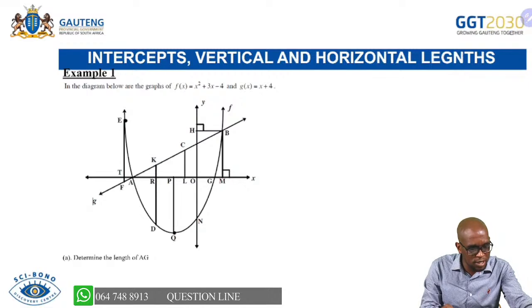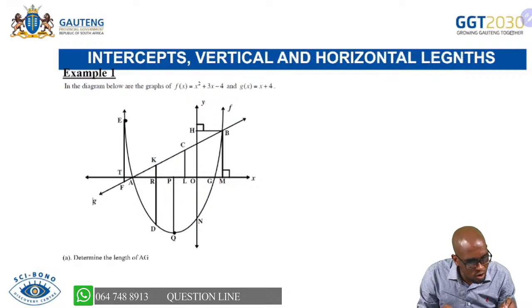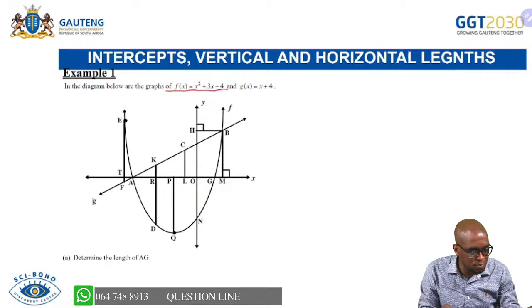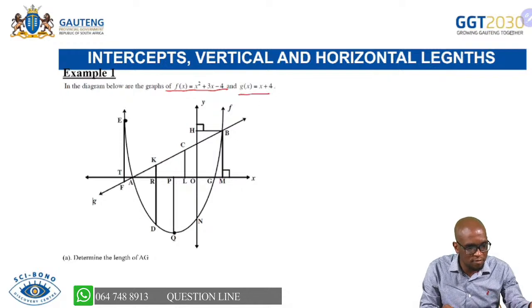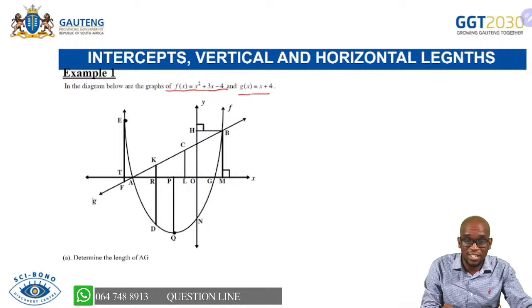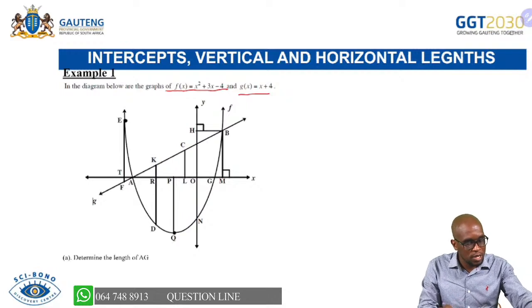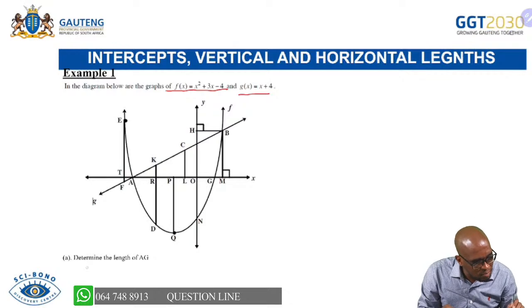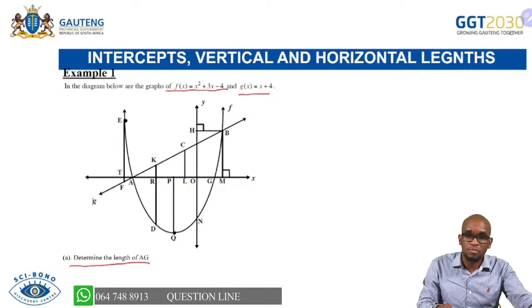Now we are given a parabolic curve, and in this particular graph we have two functions: a parabolic and a linear function. The equation of the quadratic function is x squared plus 3x minus 4, and the equation of the linear function is x plus 4. Right. Now, they want us to determine the length of AG.